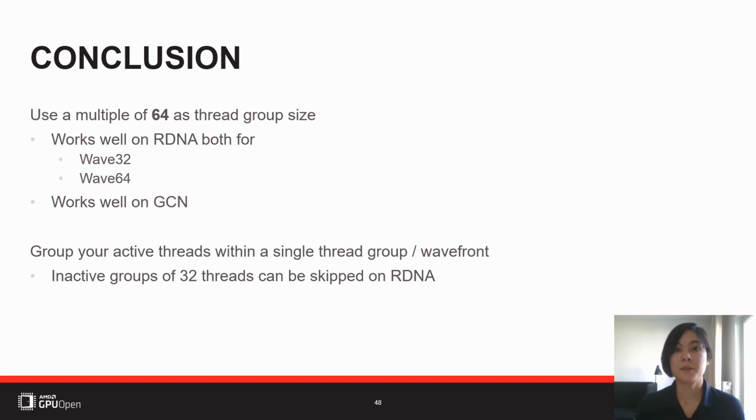So as a conclusion, still use a multiple of 64 as thread group size. This runs well in both modes for RDNA, and it also runs well on GCN. And if you look inside a single thread group, try to group your active and inactive threads together, because you can skip parts of the wavefront if you're running wavefront 64, or if you're on wavefront 32, you can skip just the wavefront.